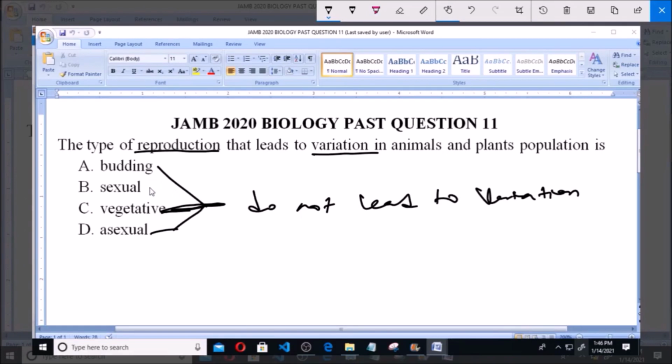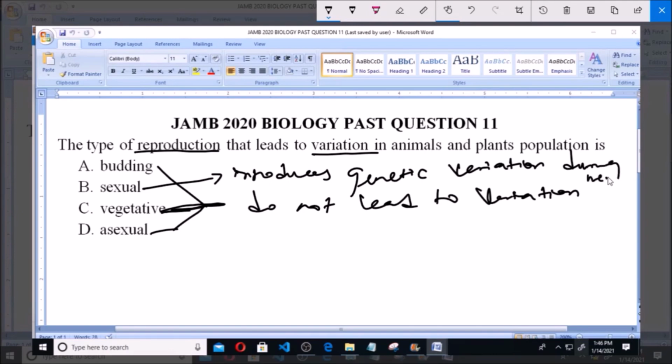But now considering sexual reproduction, it introduces genetic variation, especially during meiosis. Now you see that during meiosis there's a particular stage we call crossing over. At this crossing over, a particular trait will be transferred from one individual to another, from one gene to another, and this genetic variation also occurs during fertilization.